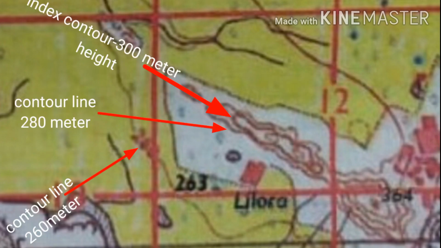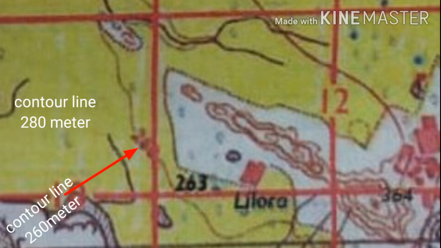In this figure, the lowest value of contour is 260 meters. After that, it is 280 meters, and the bold contour line has the value of 300 meters. Even though it is not written there, when we count by 20, we will get the value of that index contour.